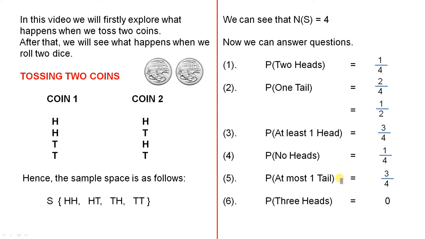The probability of at most 1 tail. At most 1 tail, that means 1 tail or less, 1, 2, 3, it's 3/4. The probability of 3 heads, that's 0, because we only have 2 coins, so we do not have any chance of throwing 3 heads.